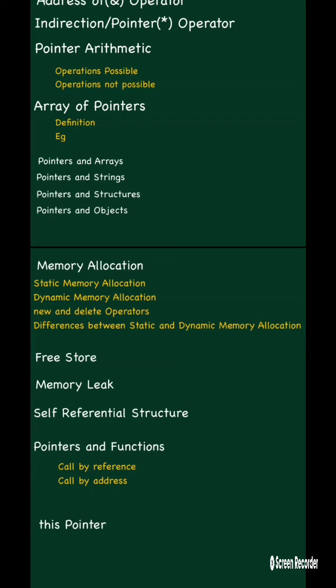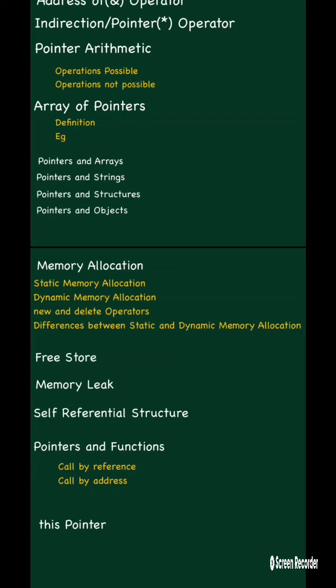The new operator is used to allocate a memory location dynamically, and the delete operator is used to deallocate memory space dynamically. That means we are going to assign some memory space during the runtime or execution of a program with the help of the new operator, and we are going to deallocate the allocated memory space during the runtime. That is known as the delete operator. There we are going to use the delete operator.